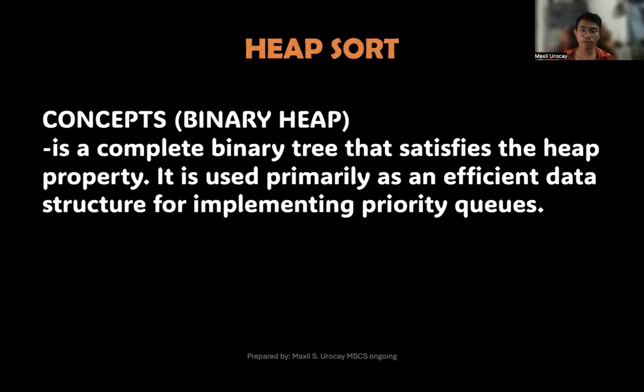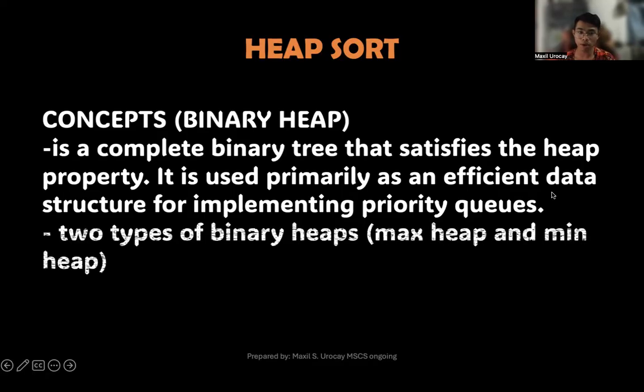So for now here, the concept for binary heap is the complete binary tree. When we say complete binary tree in our data structures and algorithm, you have to insert as left as possible. You cannot insert as right if you will not be able to insert yet in the left. So that satisfies the heap property. It is used primarily as an efficient data structure for implementing priority queues.